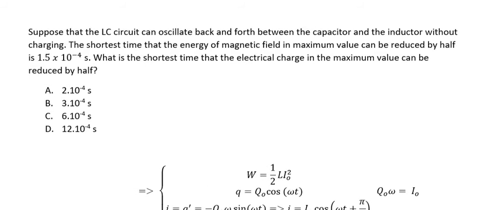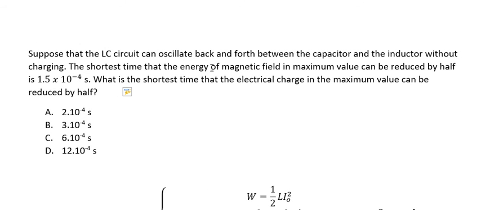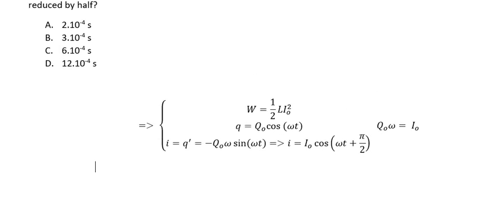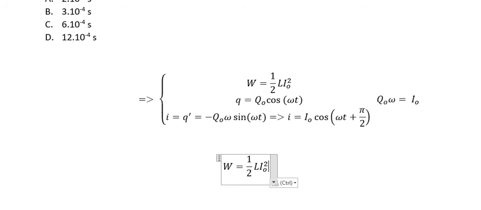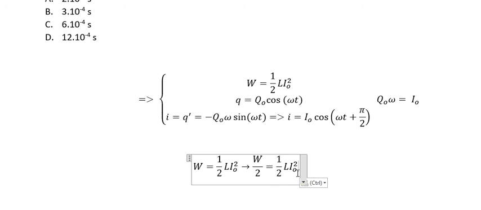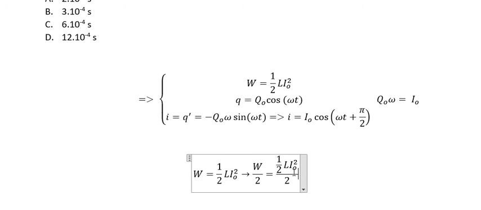We know that the energy of the magnetic field at maximum value can be reduced by half. So in this situation we have this formula, but it is reduced by half. So it means this will be divided by 2. Because L does not change in value, we have only I naught divided by the square root of 2.